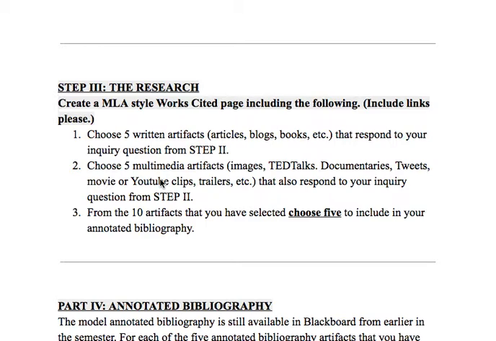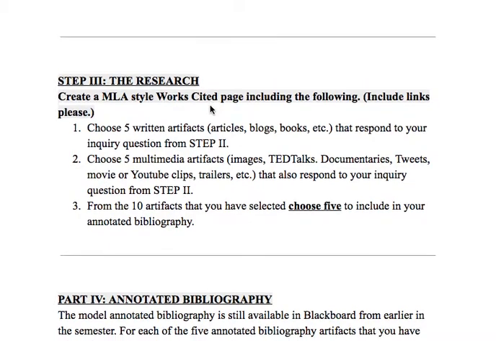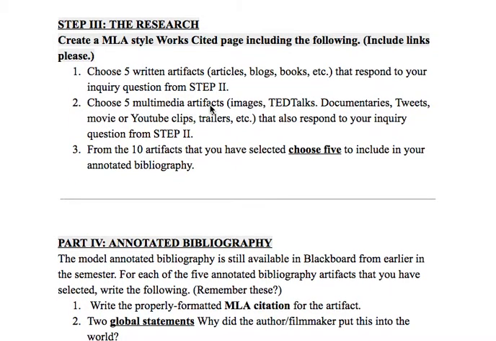When you include them in your works cited page, that means that you're saying, in some way, I see them as qualifying or as responses to my inquiry question. The question that I just made in step 2 is answered by this artifact. Okay, so that's the works cited page, MLA style. You have a model for that, and we've done that before.